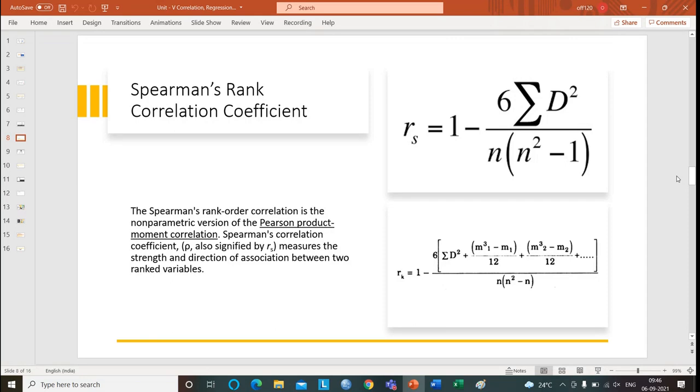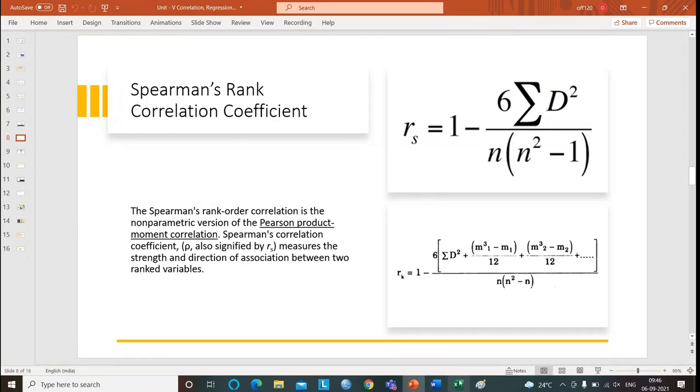And the formula to find Spearman's rank correlation is 1 minus 6 summation d square by n into n square minus 1, where n is the number of observations given to us. That means the number of students or the number of marks, whatever it might be, the total number of pairs of observations given is the n value. And to find d square, first we need to find d, where d equals the differences of ranks between two variables.